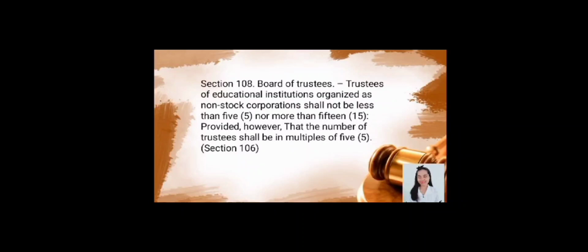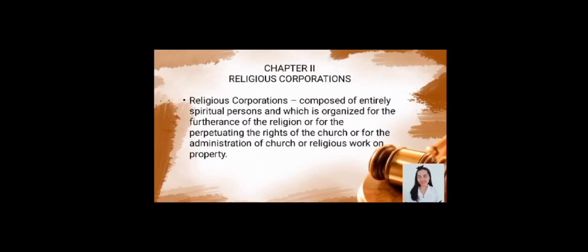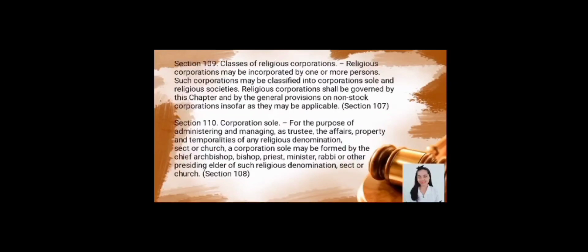When it comes to the interval of changing position, the first elected trustees have 1 year in service, while the subsequently elected trustees have 5 years in service. Next, Chapter 2. Religious Corporations. So what are religious corporations? It is composed entirely of spiritual persons and organized for the furtherance of religion, or for perpetuating the rights of the church, or for the administration of church or religious work or property.